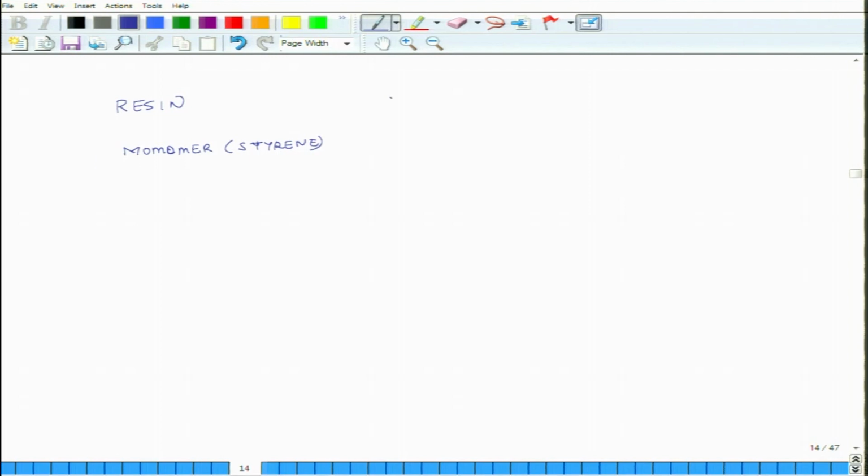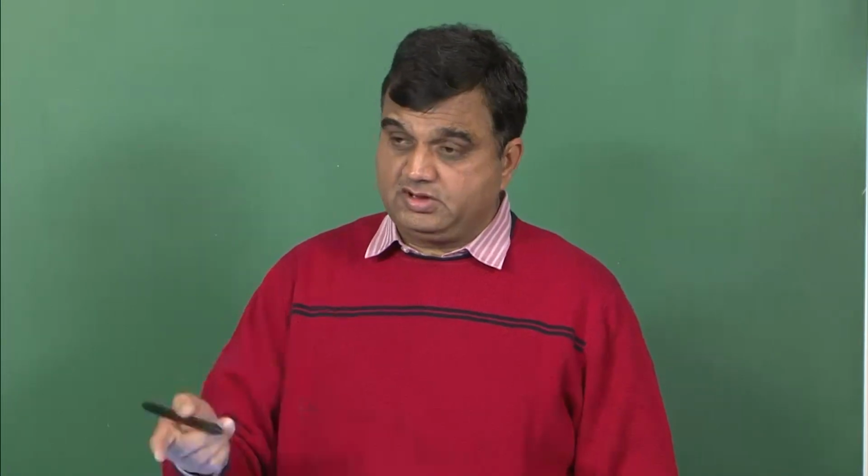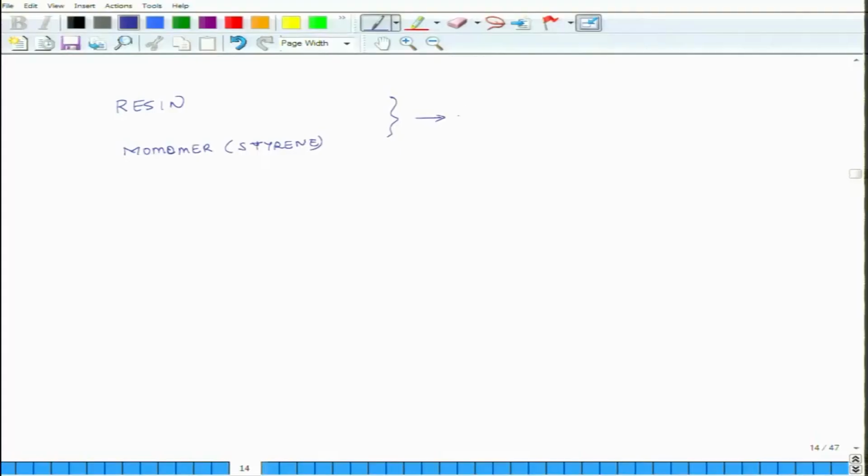Okay. And these two, when you mix and you want to initiate the reaction of cross-linking between different chains, you add a trigger or a curing agent. And once this is over, that is when you get your final thermoset solid matrix material. This is how you get the process.